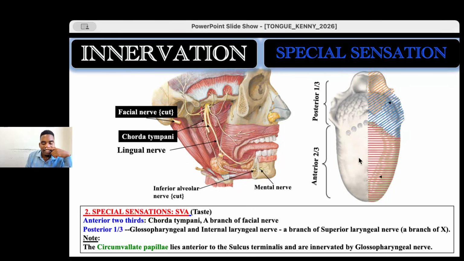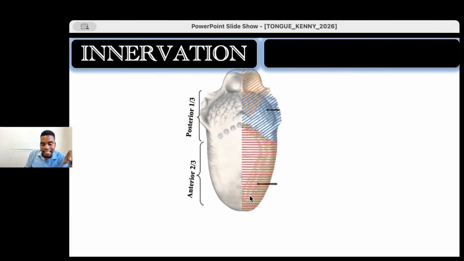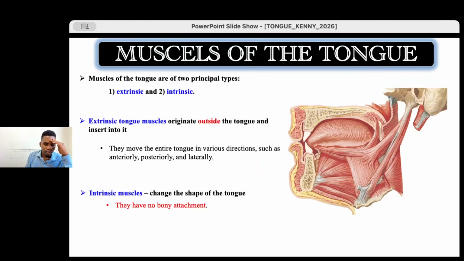But things change in the anterior 2/3 of the tongue. The anterior 2/3 of the tongue was receiving general sensation from the lingual nerve, but the anterior two-thirds of the tongue is receiving special sensation, sense of taste, from the chorda tympani. A chorda tympani is a branch of facial nerve. So the anterior two-thirds special sensation is by chorda tympani, branch of facial nerve. The posterior third of the tongue is receiving both general sensation and the special sensation from glossopharyngeal nerve and vagus nerve. That's easy. You're gonna all remember.